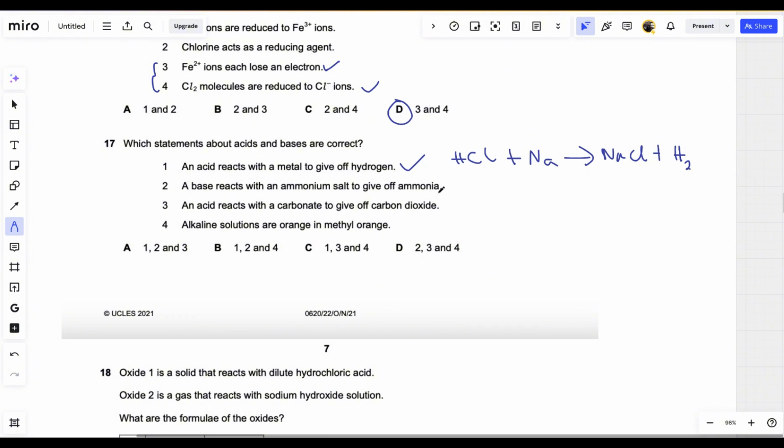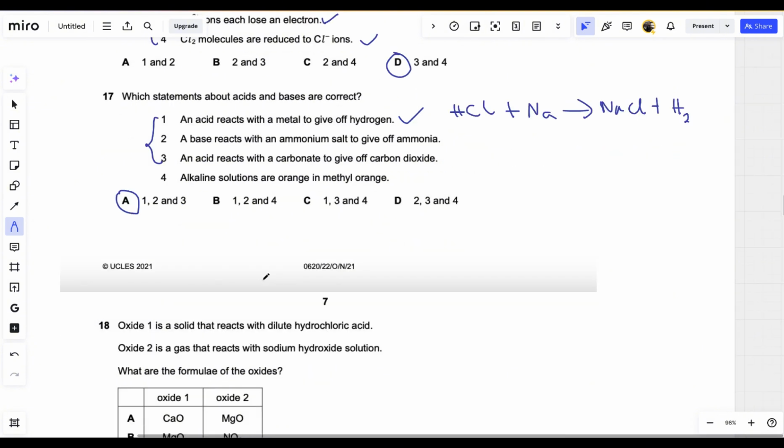That's true, right? Then number 3, an acid reacts with carbonate to give carbon dioxide. That's true. When they react with carbonate, they produce carbon dioxide, water, and a salt. Alkali solutions are orange in methyl orange? No, they're not orange. So 1, 2, 3 are correct. So our answer will fall in A. Let's move fast. Our answer will be A. I hope we are correct.